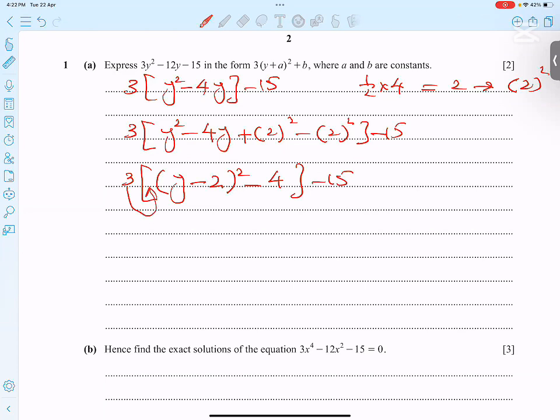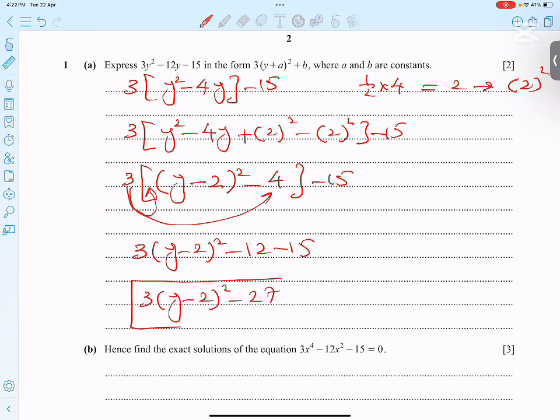3 multiplies inside and on this side, this value. So I got 3 times y minus 2 whole square, minus 27. And finally, we got this answer. I hope the idea is clear. This negative 2 is equal to A. Though he's not asking us, this is B. I hope the point is very clear. But sometimes he asks to find it. Here, no need to find.